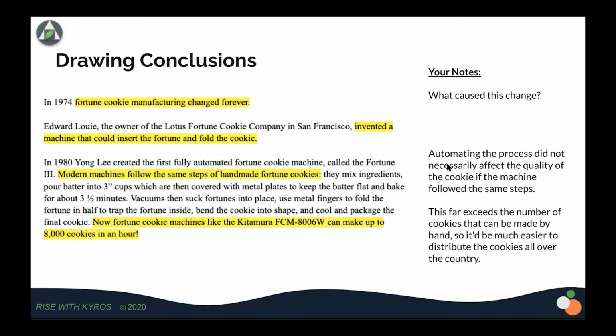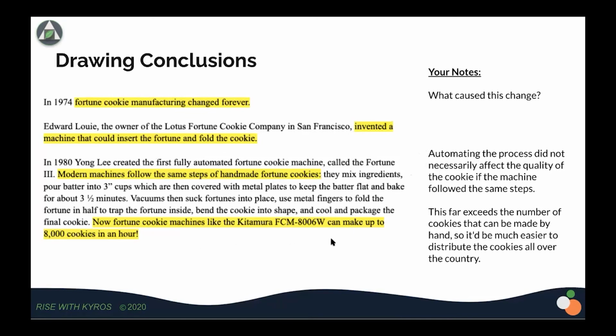So here you can write a note about how the author brought up a machine and the machine's effect on fortune cookie production, because as we can see, automating the process did not necessarily affect the quality of the cookie if the machine followed the same steps. So it lists the steps here in detail. And then it goes on to say, now fortune cookie machines like this can make up to 8,000 cookies in 1 hour.